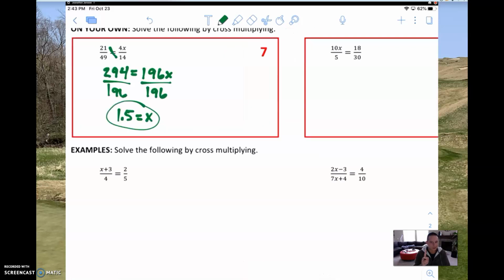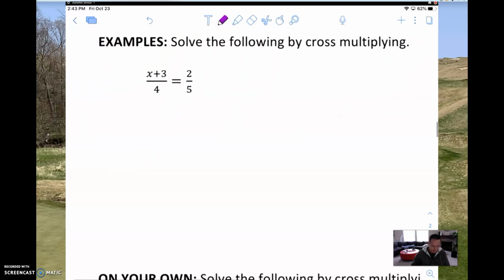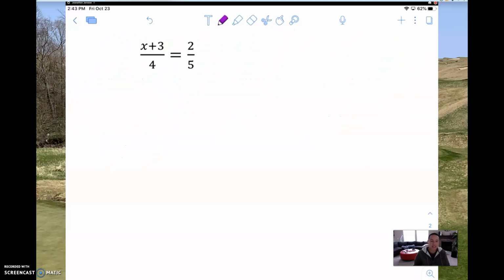All right, I did one of the ones on your own for you just so you can double check it. If you got 1.5 for the first one, you did it correctly. Nice job. If you got that one right, I'm guessing you probably got the other one right. Let's go ahead and move on to the more complicated ones. The process will still be the exact same.